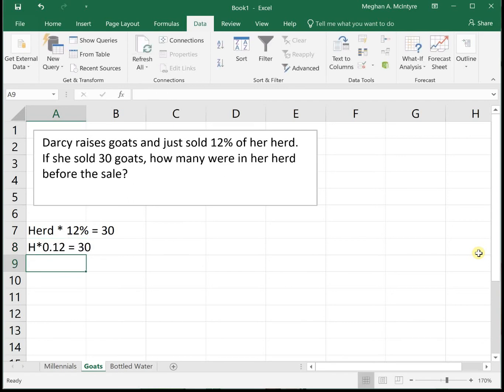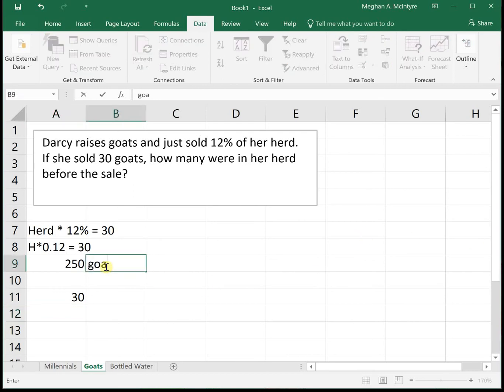So to figure out that herd size, we'll take our 30 and we'll divide it by the 0.12 to get the initial size of the herd, which comes out to 250. And we could check this one. Now we have a total, which is 250. If we calculate 12% of that total, that should be equal to 30. Which it is. So her initial herd started off with 250.